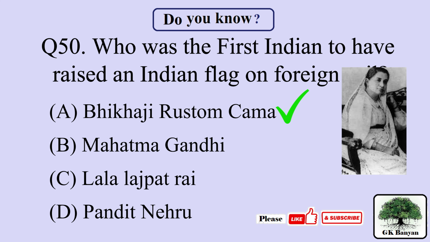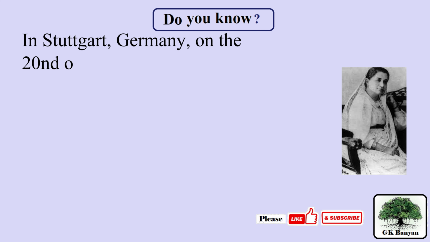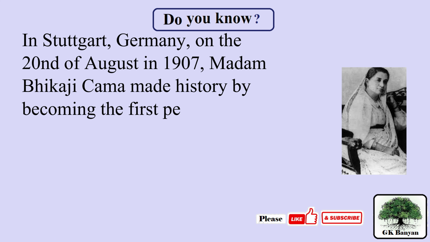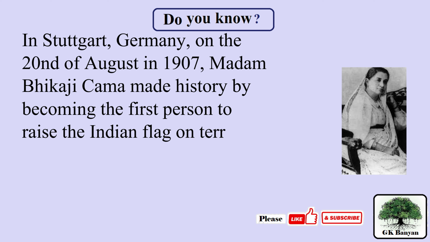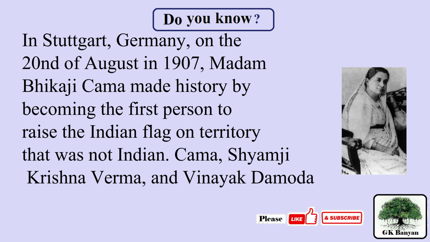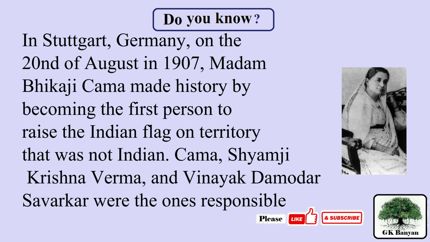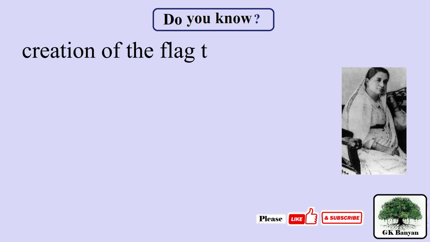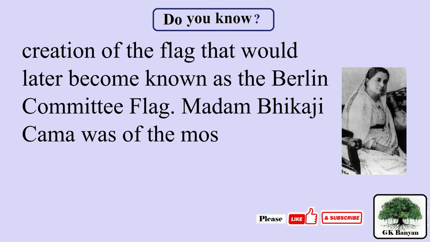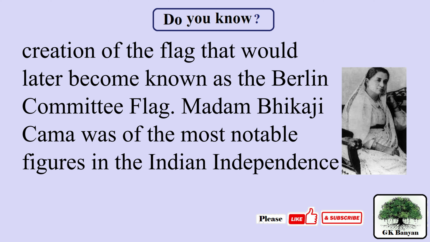Bhikaji Rustam Cama. In Stuttgart, Germany, on the 22nd of August in 1907, Madam Bhikaji Cama made history by becoming the first person to raise the Indian flag on territory that was not Indian. Cama, Shyamji Krishna Varma and Vinayak Damodar Savarkar were the ones responsible for the creation of the flag that would later become known as the Berlin Committee flag. Madam Bhikaji Cama was one of the most notable figures in the Indian independence movement.